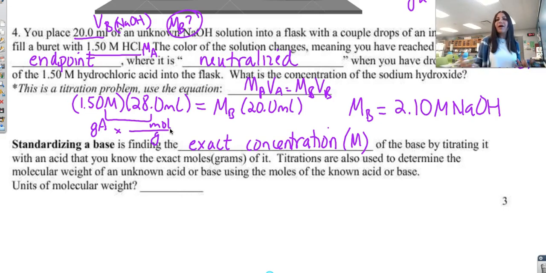So you could do it that way depending on what type of problem you have, or what is happening in the lab. Units of molecular weight, don't forget, are grams per mole. All right, let's flip. Let's take a look at the next problem.